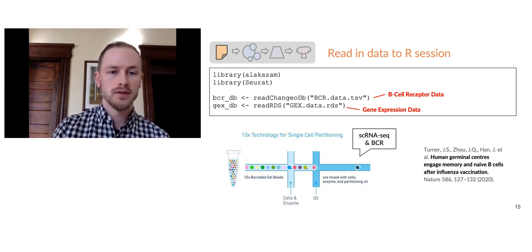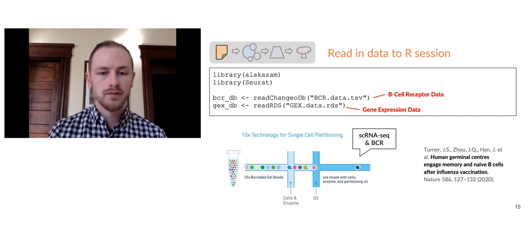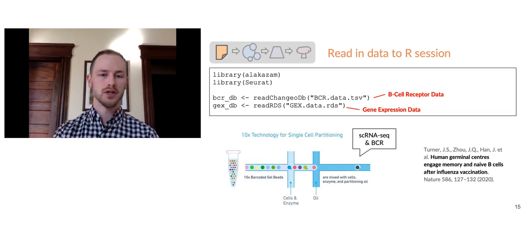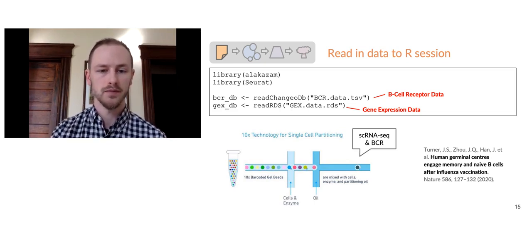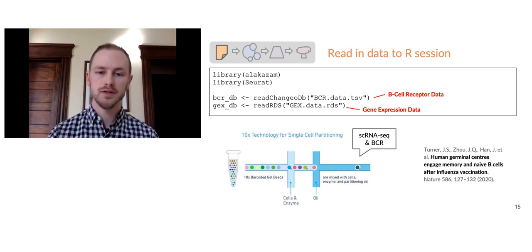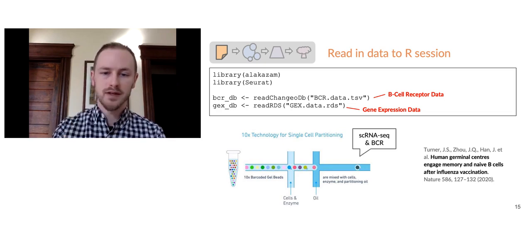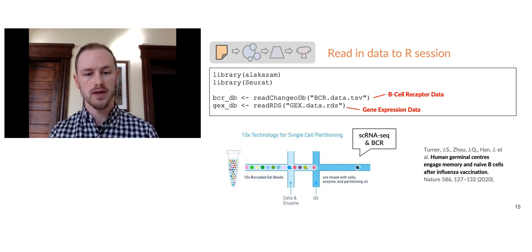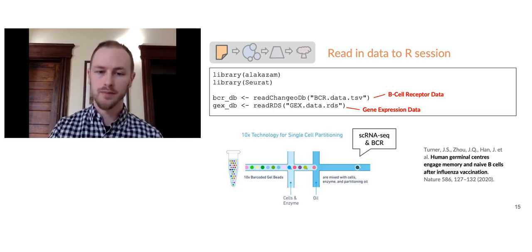Once you're in an R session or your Jupyter session, there are two data files. The first is a BCR TSV file, which we can read in using the alakazam function read_changeo_db. And the second is a Seurat object, which we can read in using the readRDS function. So these data are all 10x single-cell RNA sequence plus BCR sequences. The way this technology works is that single cells are immersed in oil droplets where their mRNA combines with molecular barcodes that allow you to match BCRs and other mRNA sequences to a single cell.